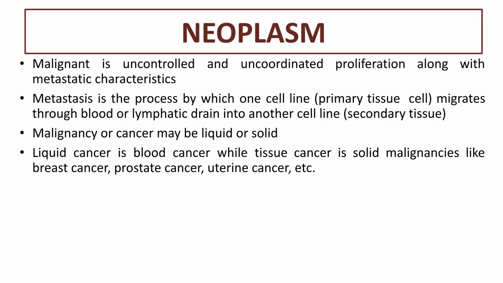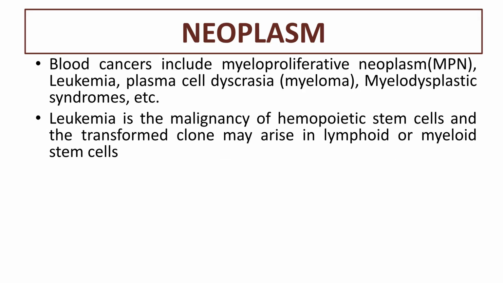Malignant neoplasms involve uncontrolled and uncoordinated proliferation, along with metastatic characteristics. Metastasis is the process where a primary tissue cell migrates to a secondary tissue via blood or lymphatic drain. Malignancy or cancer can be liquid, like blood cancer, or solid, like breast or prostate cancer. Blood cancers include myeloproliferative neoplasm, leukemia, plasma cell dyscrasia, and myelodysplastic syndromes.